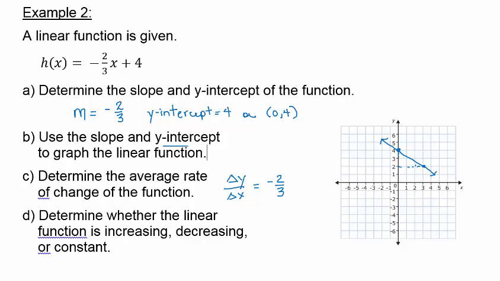And then finally, we want to determine whether our function is increasing, decreasing, or constant. Because our function is falling to the right, it is decreasing. We have a negative slope. It is falling to the right, so it is decreasing.